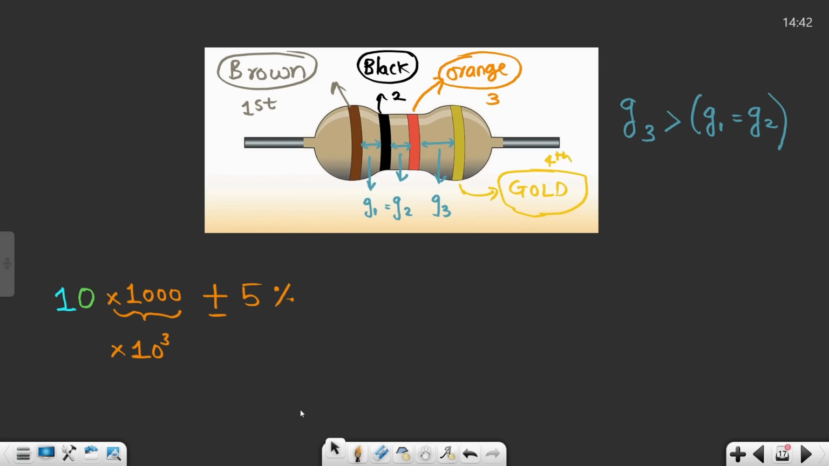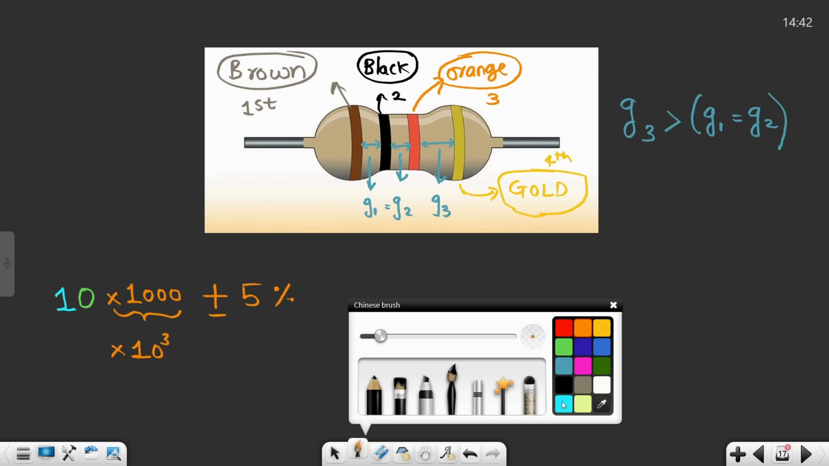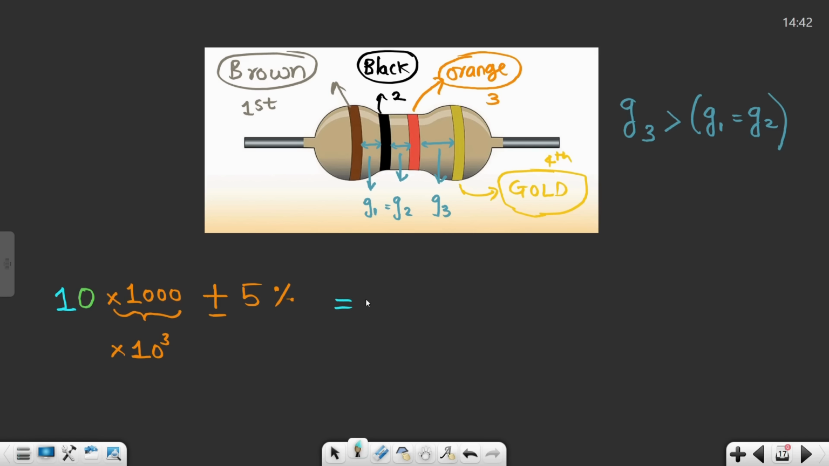So what exactly is the value of the resistor? The value of the resistor is 10 into 10 raised to 3, plus or minus 5%. That means the value of the resistor is 10 kilo ohm. There is always a scope of error, so plus or minus 5% becomes my tolerance. I'll explain this part as well, just have some patience. So the value of this resistor is 10 kilo ohm. I hope this part is crystal clear.